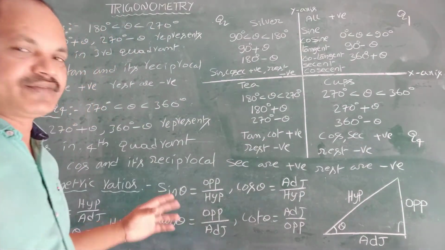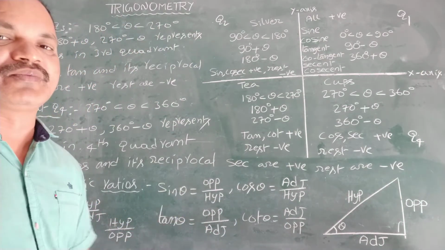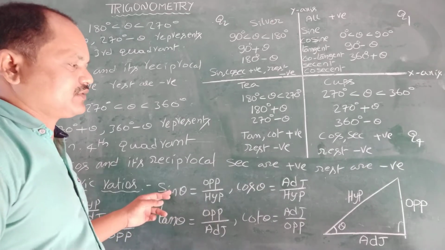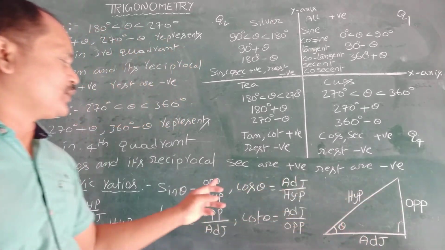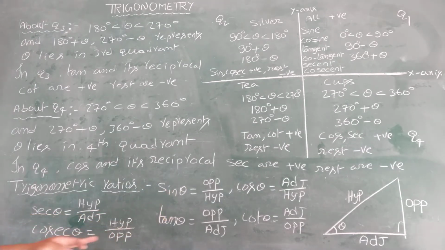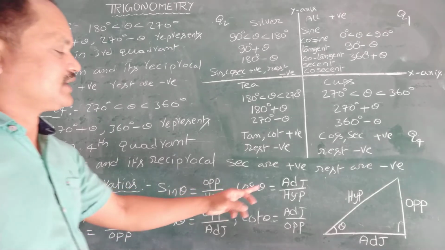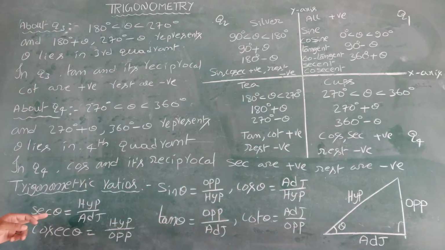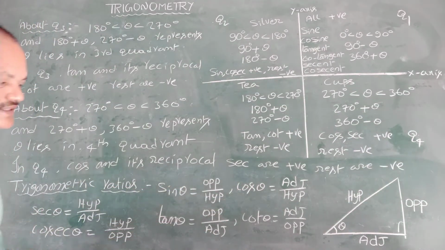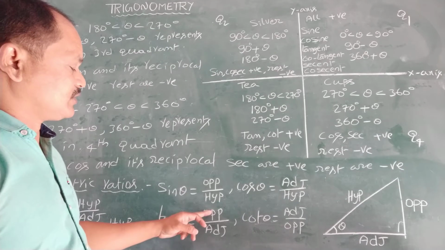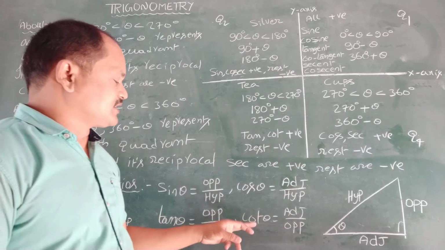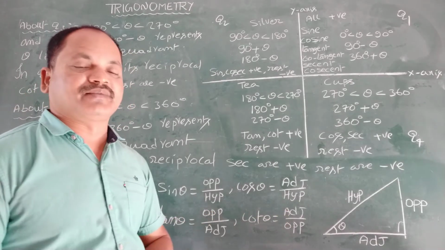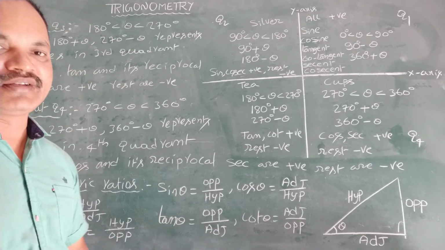So the definition of the ratio sine theta is equal to opposite side by hypotenuse. Its reciprocal cosecant theta is hypotenuse by opposite. And cos theta is equal to adjacent side by hypotenuse. Its reciprocal secant theta is hypotenuse by adjacent side. And tan theta is equal to opposite side by adjacent. Its reciprocal cot theta is equal to adjacent side by opposite side. Okay, that's all. Write it fast.